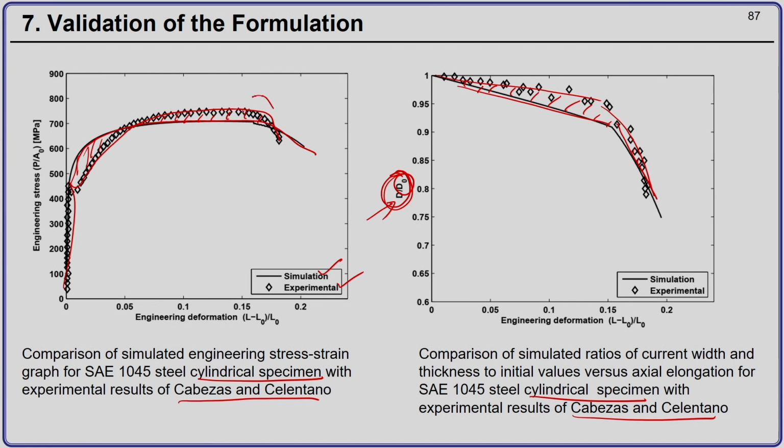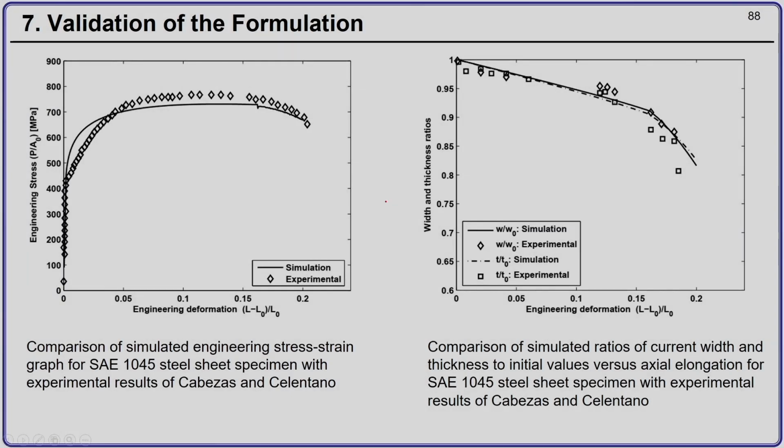You can see here there is a necking. At this step you achieve the ultimate stress and the load drops off. This is where you will observe necking and then you will have a rapid degradation of the value of the diameter. This is the result for the sheet specimen.